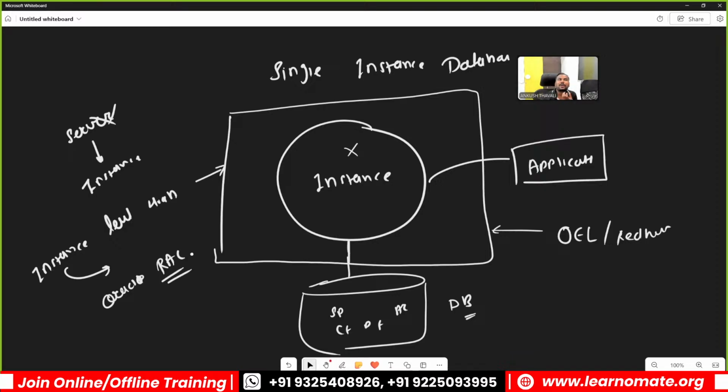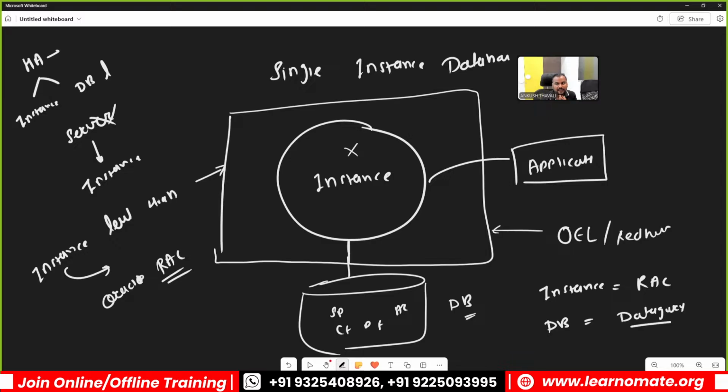When I talk about the high availability concept, you will find that high availability is available on instance level and also on database level. For instance level high availability, Oracle has provided a solution called the RAC environment, and for database level high availability, the solution provided by Oracle is the Data Guard environment. So there are two types of availability you'll find: one is instance level high availability, and the second is database level high availability.